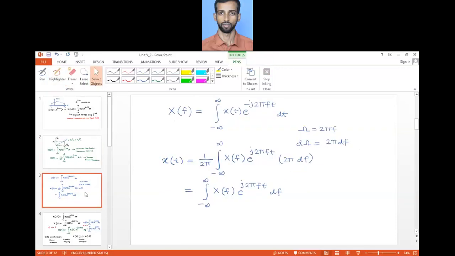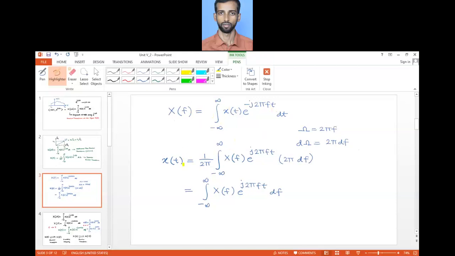However, to make it simpler, instead of considering the angular frequency, if we consider the Hertz frequency f, then it will be much easier to correlate. This x of f can be represented as the integral from minus to plus infinity of x of t e to the power minus j 2 pi f t dt. So omega is represented as 2 pi f. Omega is the angular frequency and f is the Hertz frequency. That is the expression for the forward Fourier transformation.